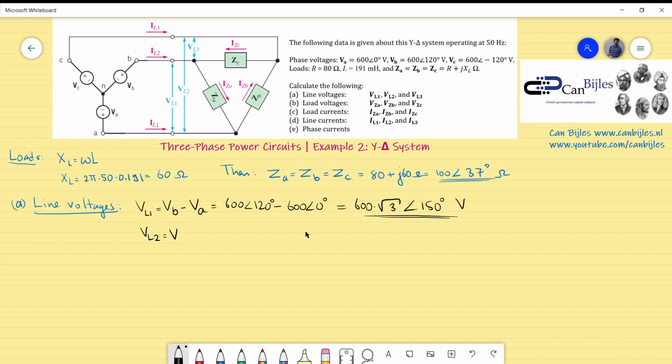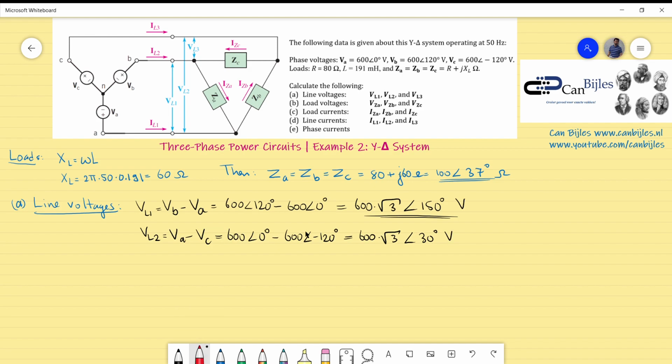So what we have is VA minus VC, which will be 600 volts with phase of 0 degrees minus 600 volts with phase of minus 120 degrees, and this will again result in exactly the same expression for the amplitude, 600 times square root of 3, but the phase will be 30 degrees. And we have discussed this also.